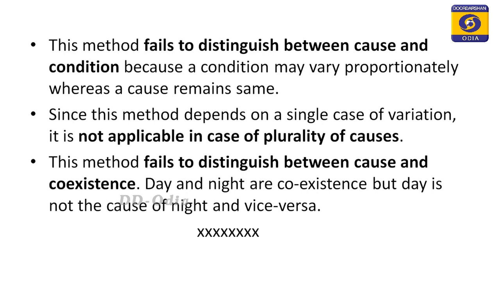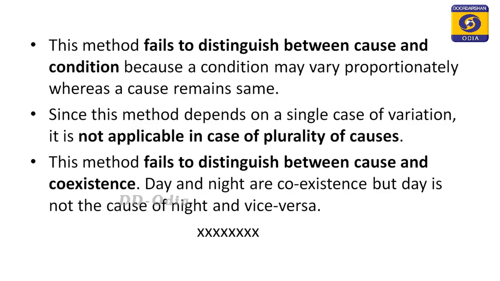Now, there are three other important disadvantages. We fail to distinguish between cause and condition by this method. All the four methods suffer from this difficulty of confusing between cause and condition if not handled properly or carefully. So, that possibility cannot be overlooked, that we may be misled into a causal relationship where a condition is mistaken as a cause. Now, this method is not applicable in case of plurality of causes.